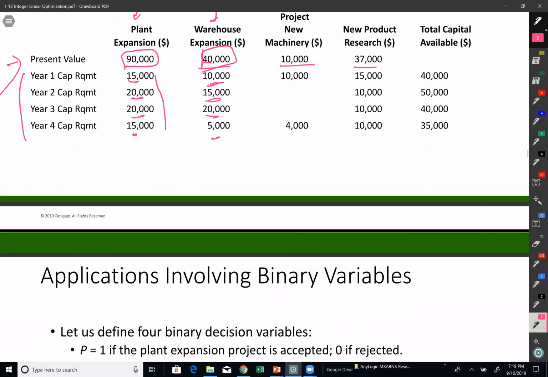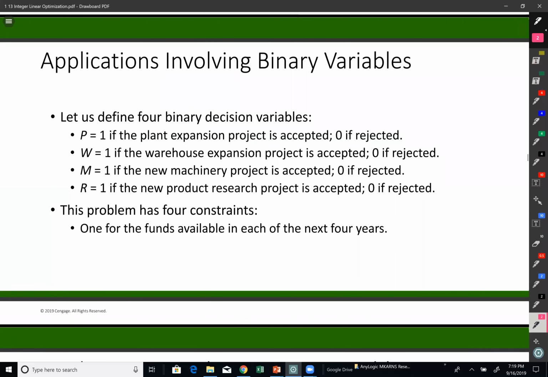So in this kind of capital budgeting problem, we define our decision variables, and these decision variables are binary because we either invest in a project or not. So in this case, P is 1 if the planned expansion project, which is the first project, is accepted, otherwise 0. W is 1 if warehouse expansion project is accepted. M is 1 if machinery project is accepted. R is 1 if the product research project is accepted, otherwise 0. This problem has four constraints, one for each year.